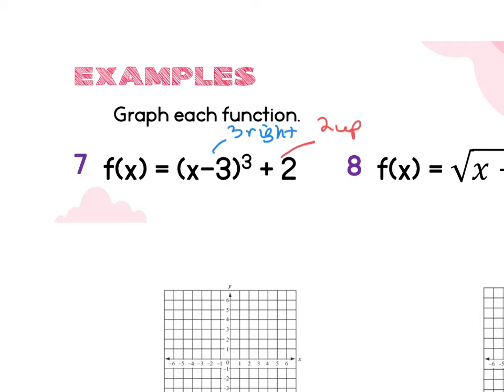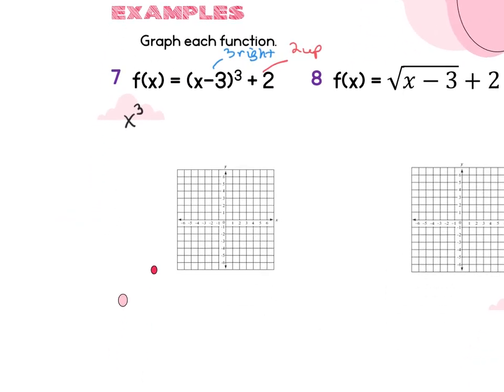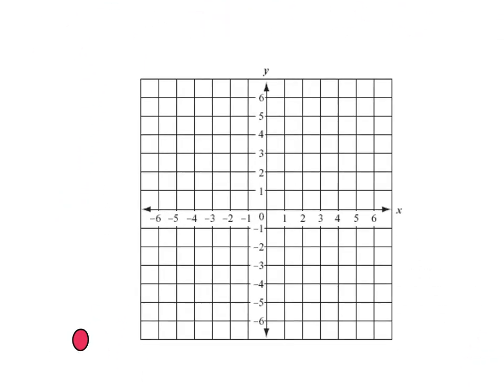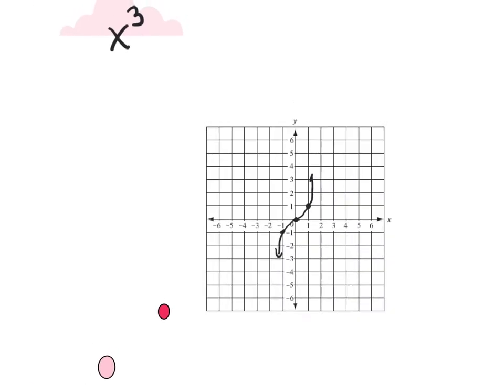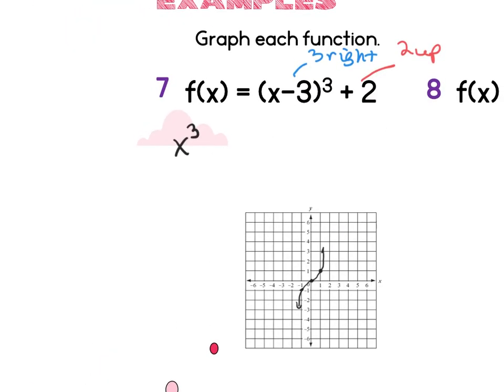So I'm going to graph my parent. Again, my parent is the x cubed graph. So I'm going to graph the -1, -1, 0, 0, 1, 1. Add the little wiggle. And now I'm going to move first the blue. First I'm going to go 3 right. And then second, I'll go 2 up. And then this will be the final.